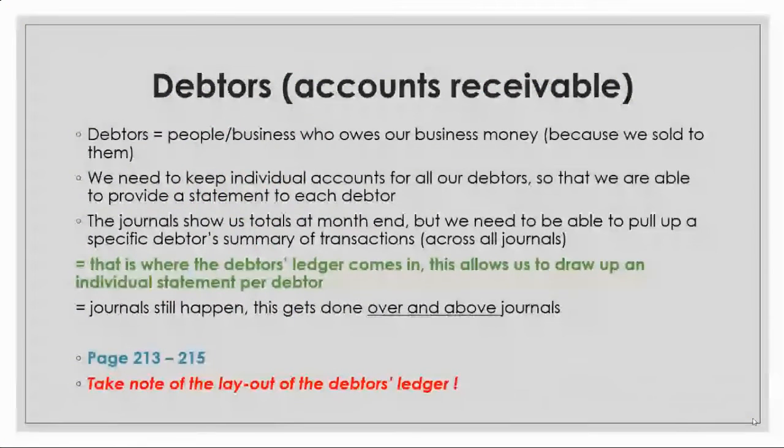So if we look at debtors, debtors are also known as accounts receivable or receivables. Now let's quickly recap what a debtor is again. A debtor is a person or business who owes our business money. Why do they owe us money? Because we sold something to them. So we generally sell a product to them, and for that reason they owe us money.